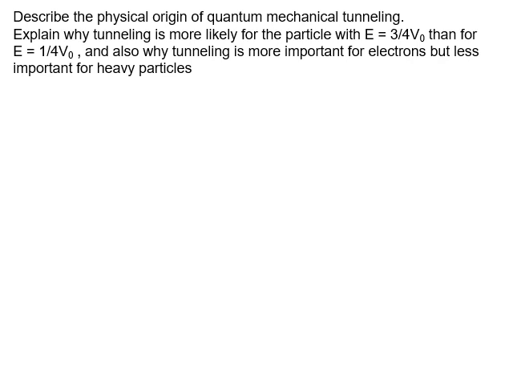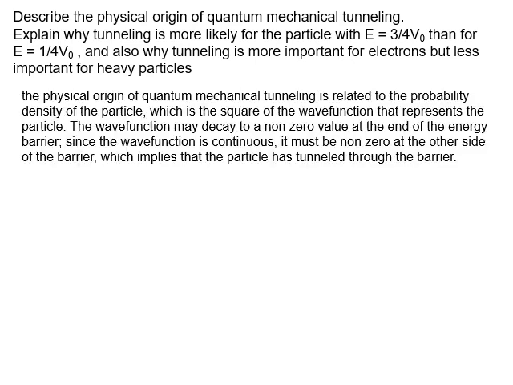Describe the physical origin of quantum mechanical tunneling. Quantum mechanical tunneling is about particles penetrating into the classically forbidden region. This is because in quantum mechanics, particles are described by a wave function, and the probability is the square of the wave function. So if the wave function is not 0, then you have a probability to be there. Okay, so here we say that quantum mechanical tunneling is related to the probability density of the particle, which is the square of the wave function.